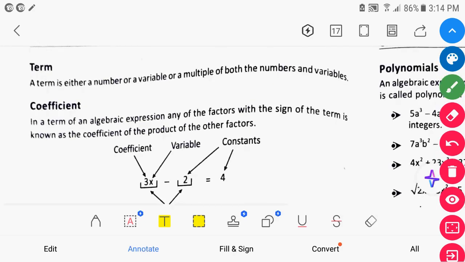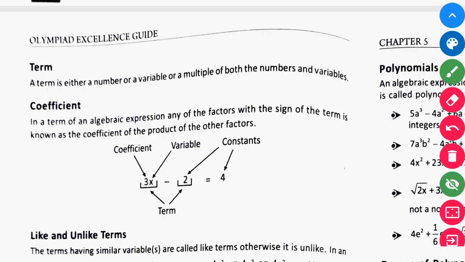A term is either a number or a variable or a multiple of both number and variable. Means number and variable together can make the term, or the variable itself can make the term, or the number itself can make the term. So a term can be a variable, a constant, or a combination of both. Now if some number is attached to a variable, it is known as coefficient.